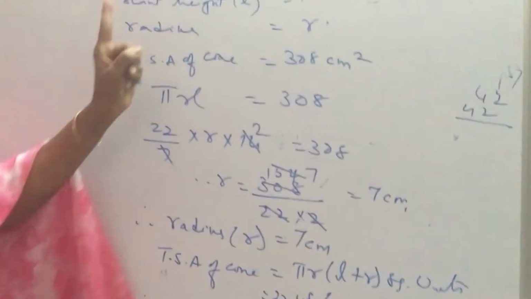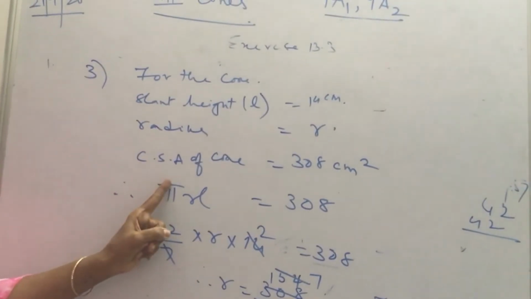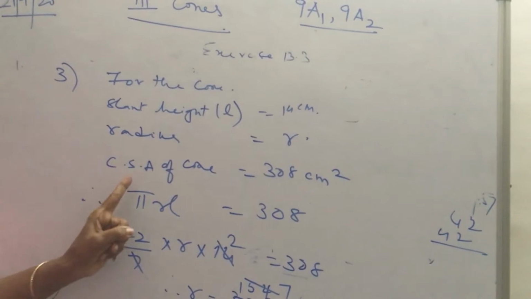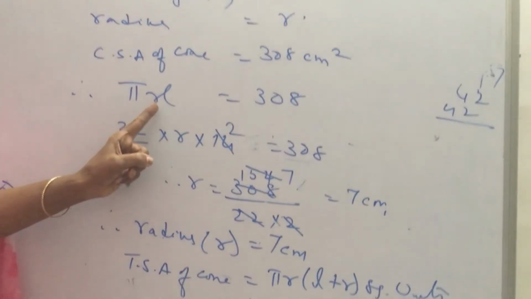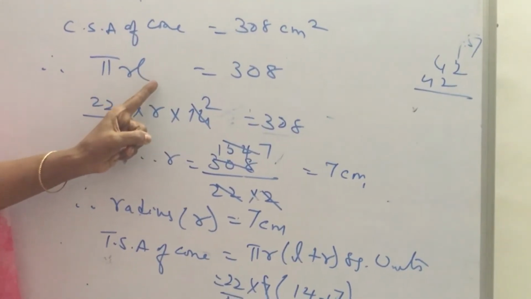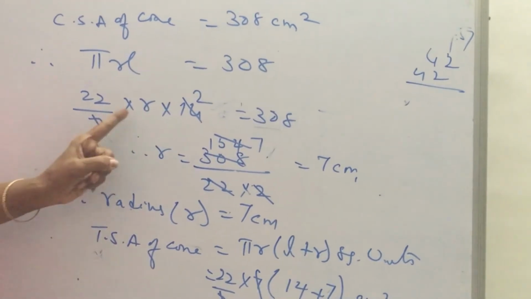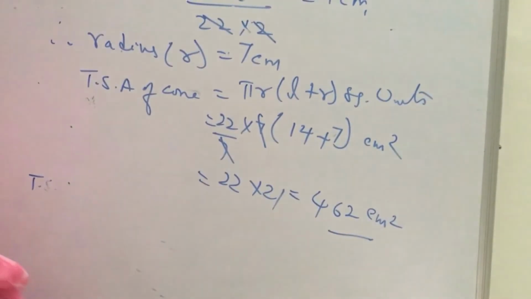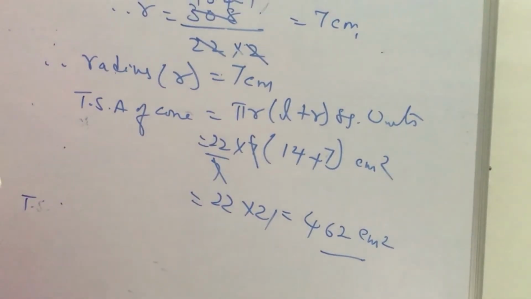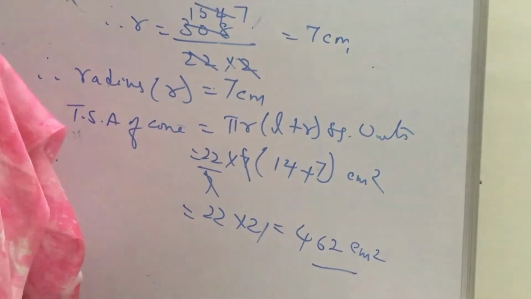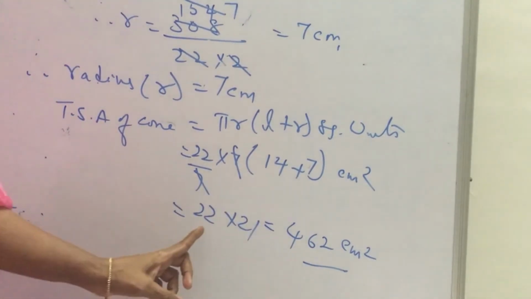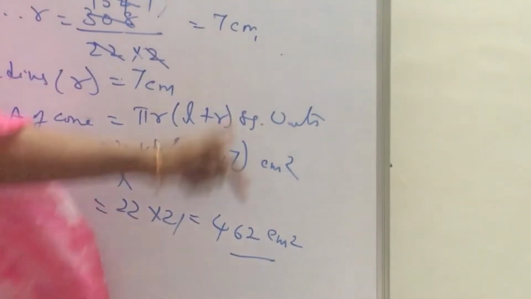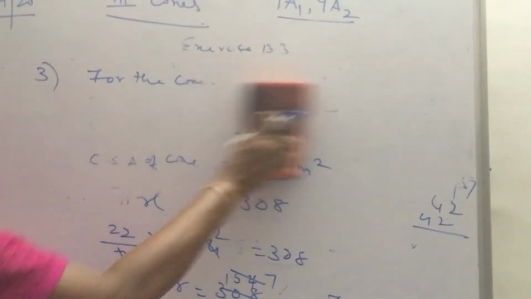Given the slant height and the CSA, they've asked you to find out the radius, children. For the CSA of the cone, the formula is pi r L. So R is how much? 7. Now for the TSA of the cone, pi r into L plus r square units. Go for cancellation. 14 plus 7, 21. 2 into 21, 42. 462.